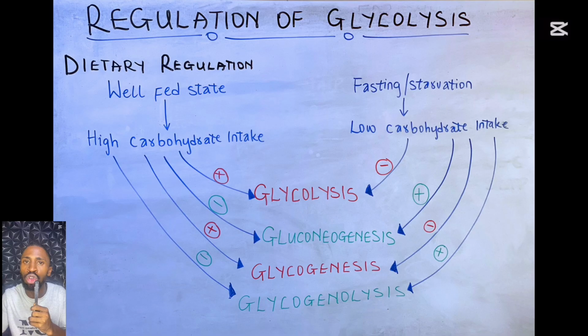So when you take food, you are storing glucose in the liver as glycogen, and you are using some of it to form what? ATP. So it favors glycolysis. Don't forget. But when you don't take food, what will happen? It will inhibit glycolysis and favor what? Gluconeogenesis. So a well-fed state favors glycolysis but inhibits gluconeogenesis. But fasting and strenuous exercise inhibit glycolysis and favor gluconeogenesis.